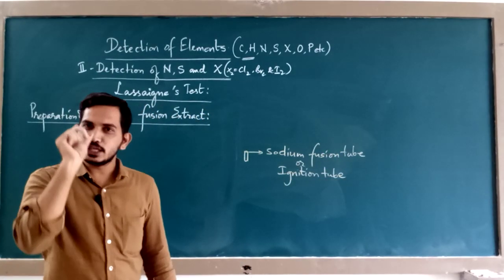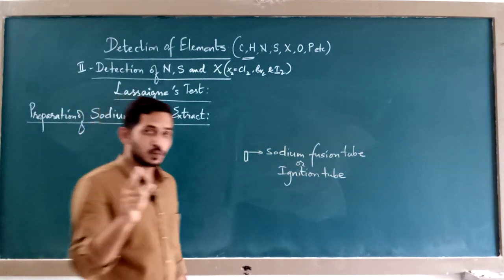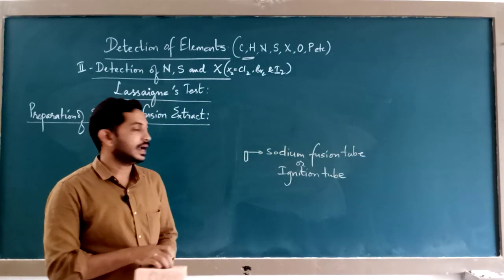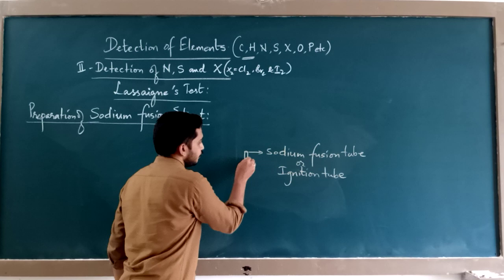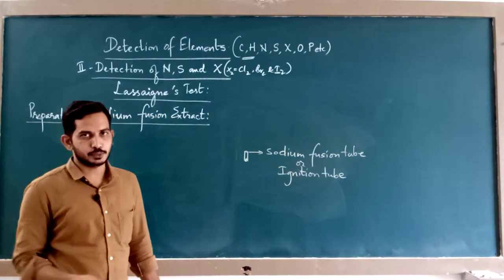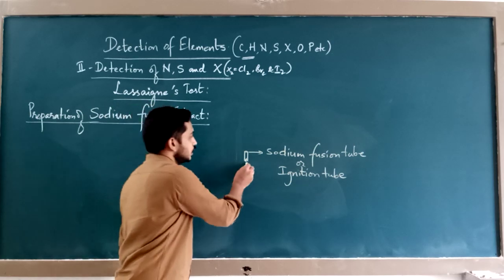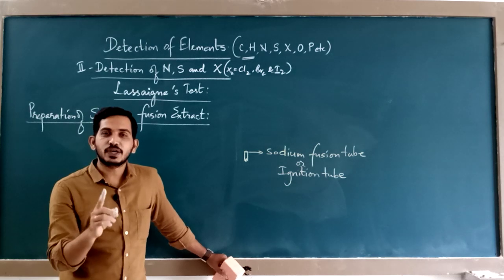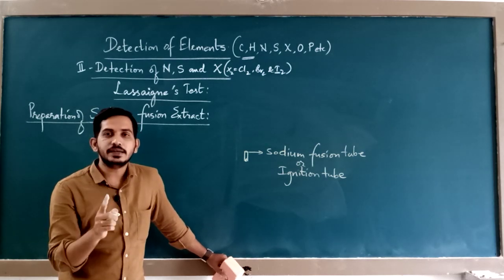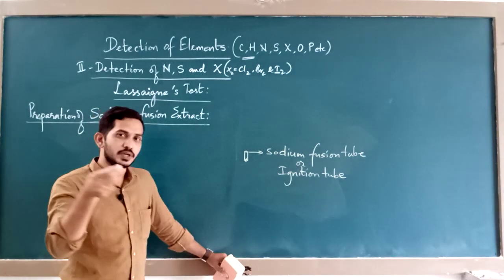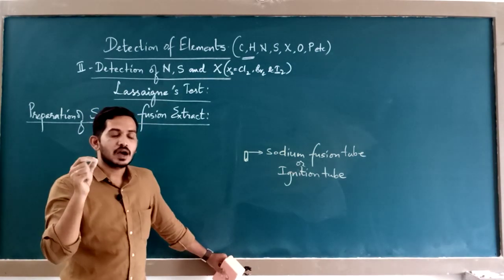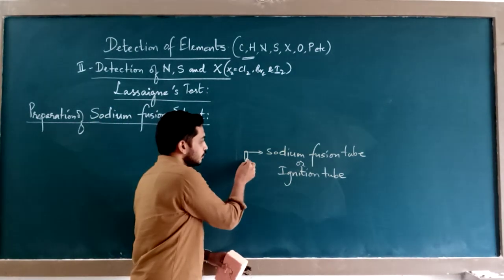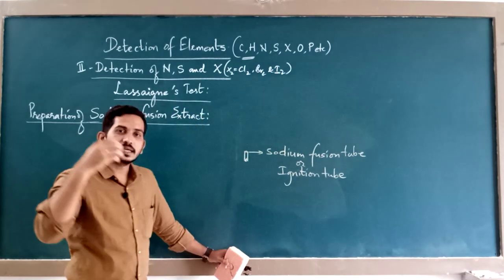So what is done? A very small piece of sodium metal, about the size of a rice grain, is made free from kerosene and taken in the sodium fusion tube, or simply the ignition tube. Then this sodium fusion tube is heated slowly, because remember, sodium is a highly reactive metal. For that reason, you need to heat it very slowly. Till when should you heat? Until all the traces of the impurities present on the sodium metal get evaporated.